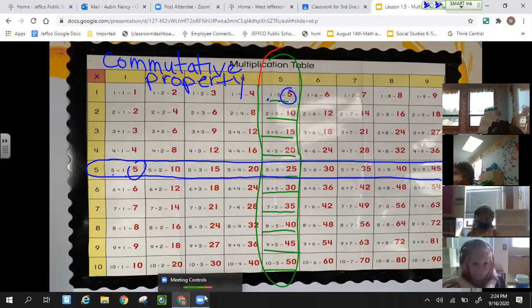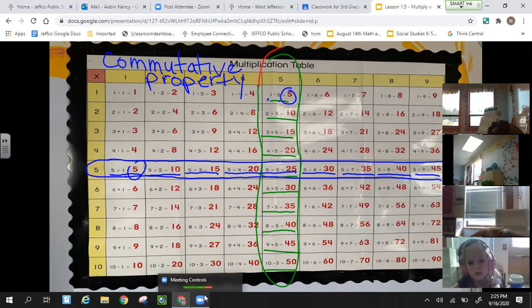Okay, so let's say these together. 5 times 1 equals 5. 5 times 2 equals 10. 5 times 3 equals 15. 5 times 4 equals 20. 5 times 5 equals 25. 5 times 6 equals 30. 5 times 7 equals 35. 5 times 8 equals 40. 5 times 9 equals 45. And 5 times 10 equals 50. So we switched those products around.